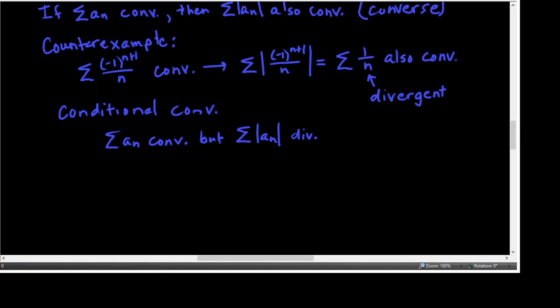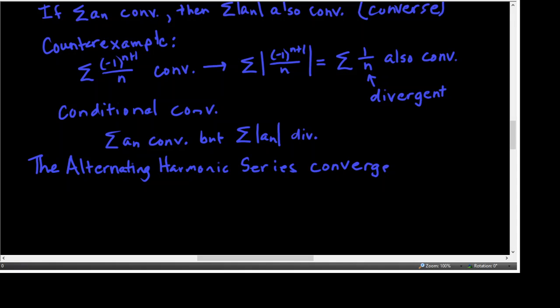So let me write that down. The alternating harmonic series converges conditionally. It converges, but its absolute value expression does not. And so that's what we call conditional convergence. And that means that it converges conditionally.